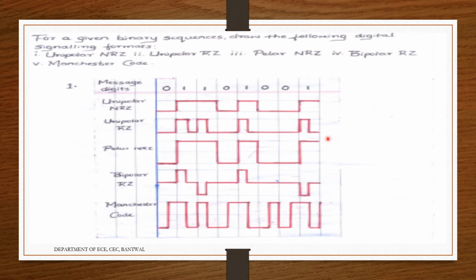Next one is the bipolar RZ. When there is a 0, it will be 0. When there is a 1, it will become 1 for the first 50% of the cycle. For the next one, it will become reversed, an inversion. So hence the name AMI.